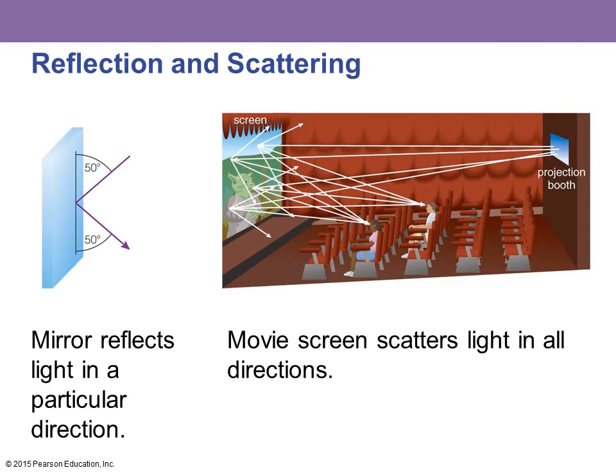So here's an example of reflection and scattering. On the left is a mirror, and that mirror is obviously reflecting light. As it hits the mirror, it bounces off at the same angle. And there's also scattering, such as you might see in a movie theater, where light is projected onto a screen, and that screen scatters the light, obviously with different colors, shades, whatever, and we get to see the image being scattered.